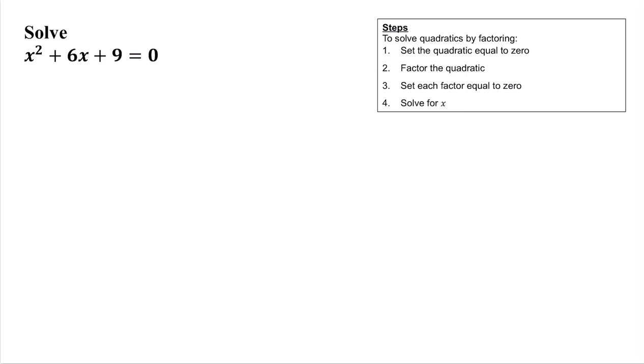Notice this quadratic is already set equal to 0, so I'm going to go ahead and factor what I have on the left side. Remember, this is the value of a, which is basically 1. I have b and I have c. Since a equals 1, I'm going to look at the factors of c, which is 9, that are going to add up to 6. The factors of 9 are 1 and 9, and then 3 and 3. Since 9 is positive and b is positive, I'm going to leave all my factors positive. 1 plus 9 is 10, so that won't work. 3 plus 3 is 6, so that will work.